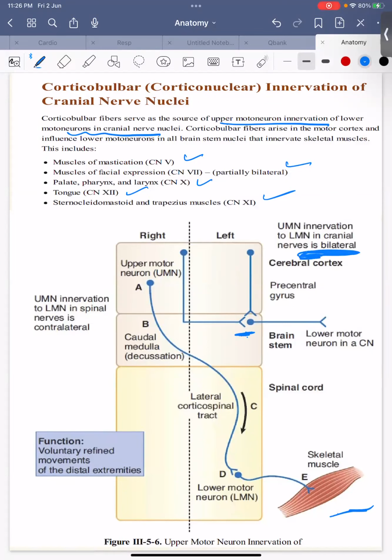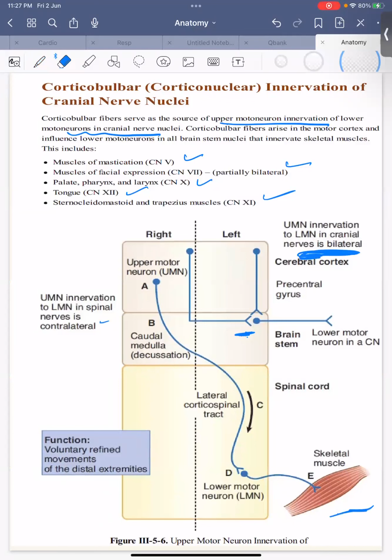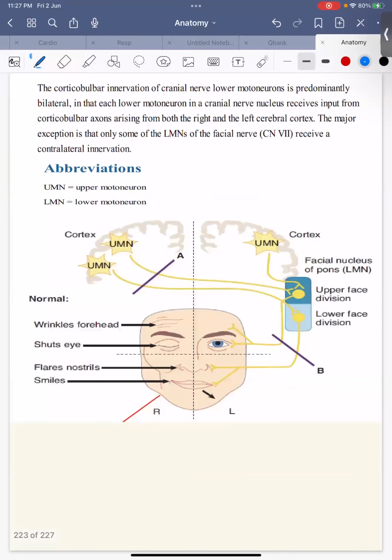So if it is damaged, you will have the... So you will still have the sensations because it is receiving the contralateral innervation. So it is very important that it receives both sides of the innervation as compared to this. So this is the corticobulbar tract. So I told you the innervation of the cranial nerve lower motor neurons, it is bilateral. So it receives the input from corticobulbar tracts arising from both the left and right side of the cerebral cortex.